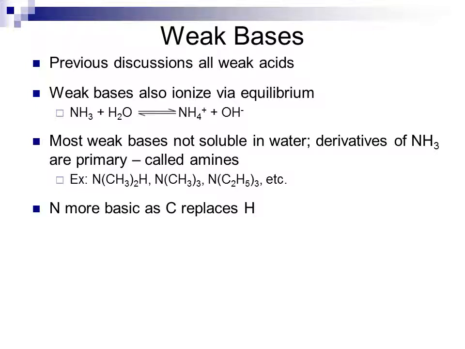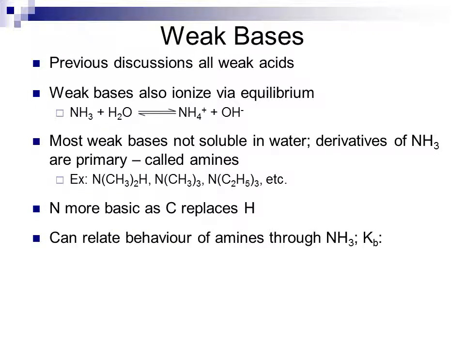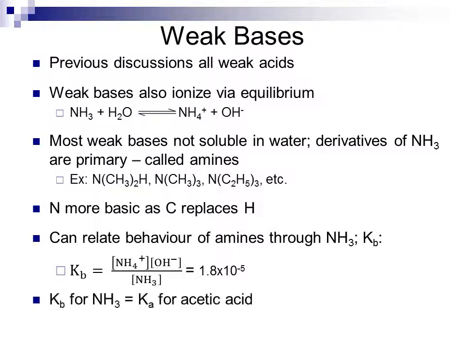The nitrogen becomes more basic as the carbon replaces hydrogen on the nitrogen. So these amine derivatives are actually stronger bases than NH3 is. We can relate the behavior of an amine through the NH3. We calculate what's called a Kb, or a base dissociation constant. The Kb value for the above equilibrium expression, because water has an activity of 1 and doesn't appear in the equilibrium process, will be the concentration of NH4+ times the concentration of OH- over the concentration of NH3. This happens to come out to 1.8 times 10 to the minus 5.